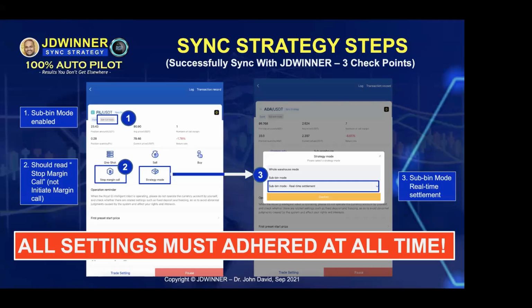Once you have synced and all the settings are correct, you can actually leave your device. You can enjoy life to the fullest. You can spend time with family, just leave it. The bot will take care of everything for you. Every day, if you talk about Singapore time, at midnight, 12 a.m., that's when the closing of the trades happens.